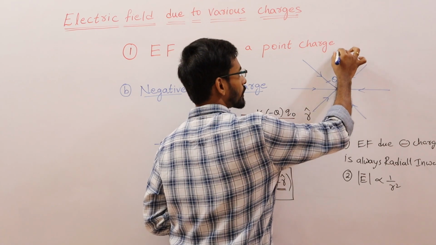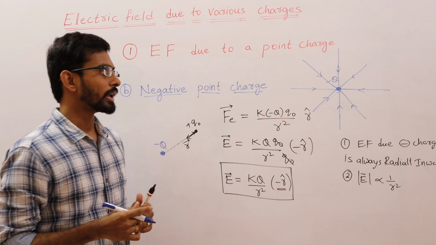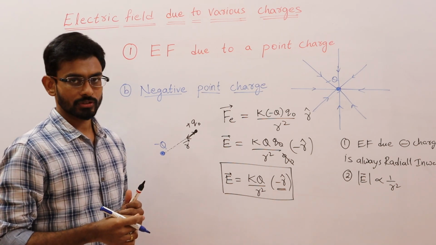And it will be symmetric in all the directions. So this is how the electric field due to a negative point charge looks. We understood that the electric field due to a point charge is inversely proportional to the square of the distance from the point charge, and the electric field due to a positive point charge is always radially outwards, and the electric field due to a negative point charge is radially inwards.